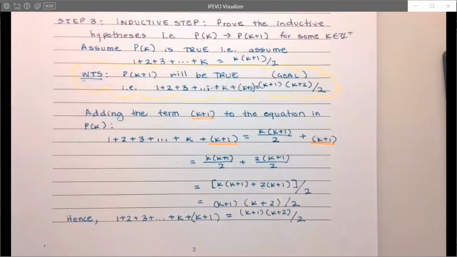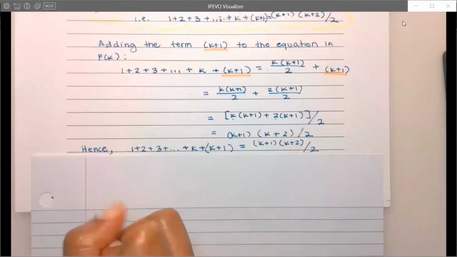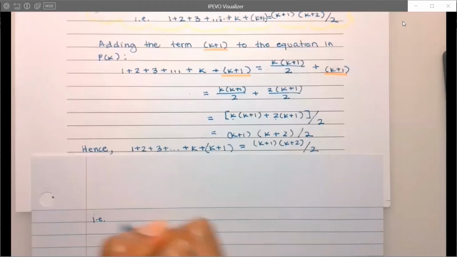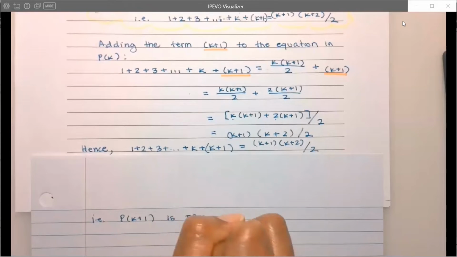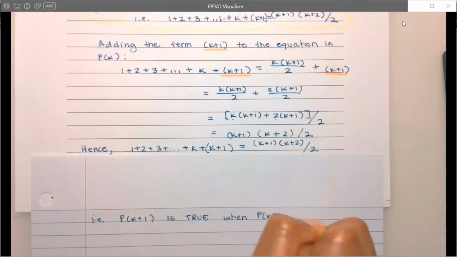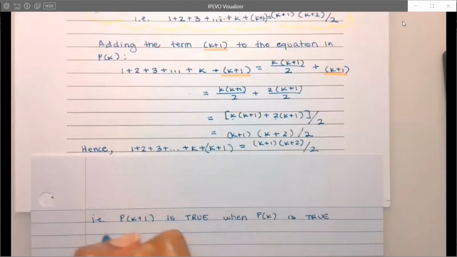And actually, I'm going to have to continue that on a separate sheet because I ran out of room. And so this means that p of k plus 1 is true, i.e., p of k plus 1 is true when p of k is true. So we have that p of k implies p of k plus 1. That is going to conclude our inductive step.